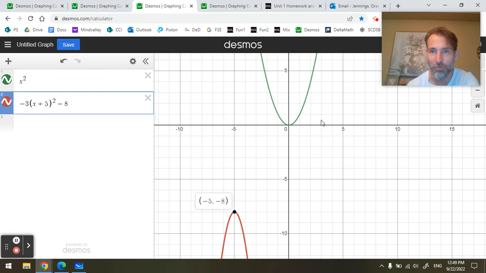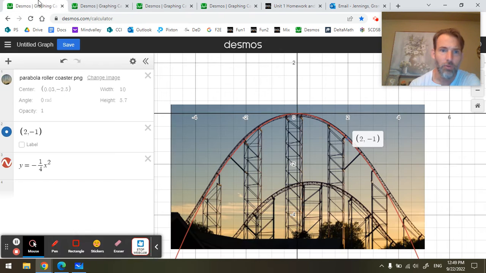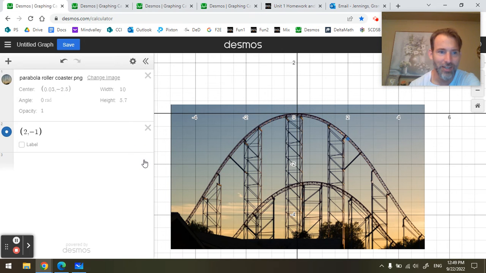That's going to be a really useful idea for a lot of other things. How is it useful, Mr. Jennings? Well, let's say that I want to model a roller coaster like this, okay? And let me just pause and erase some of my other work. So if I knew the equation that modeled this parabolic roller coaster, I could then use the mathematics of that parabola to analyze the roller coaster and find out more about it.